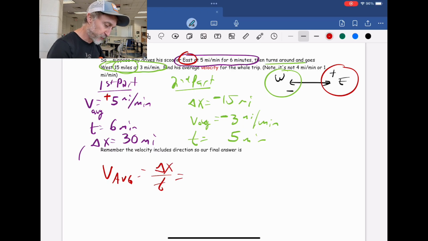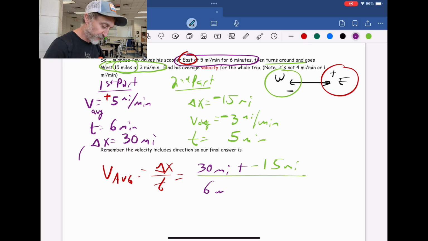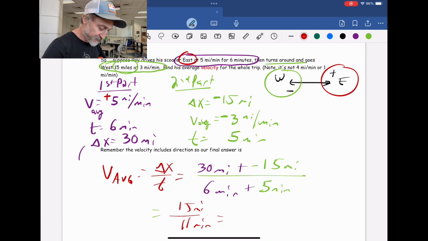What's the displacement for the whole trip? Well, he went 30 miles west, and then he went 30 miles east, and then 15 miles west. And the whole thing took him 6 minutes for the first part, plus 5 minutes for the second part. So I'm looking at 15 miles in 11 minutes. So 15 divided by 11 gives you 1.36 miles per minute.